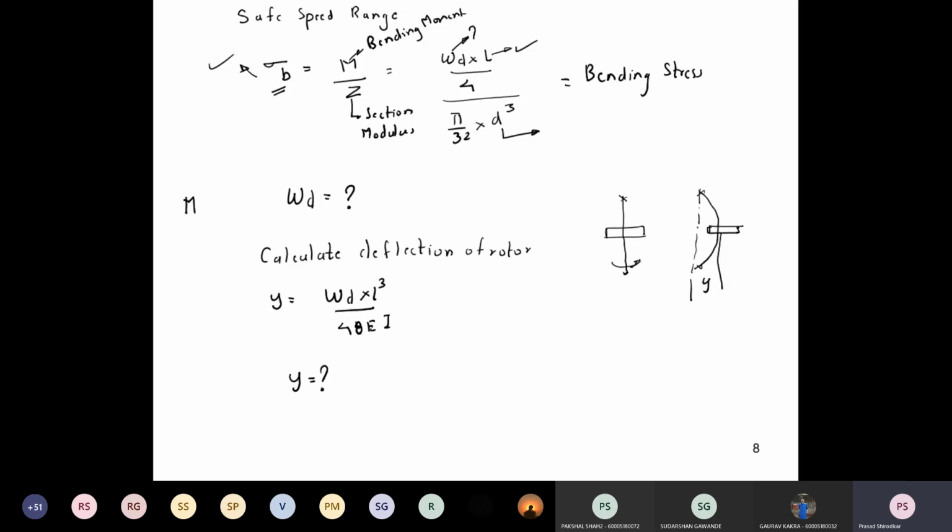from the neutral axis to the extreme fiber. J divided by distance from neutral axis to extreme fiber. So J is pi by 64 d raised to 4, and distance, since it is a circular shaft, right? So neutral axis will be the center line, right? And these will be the extreme fibers.